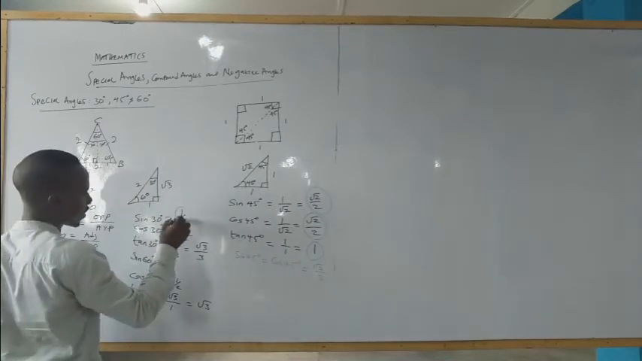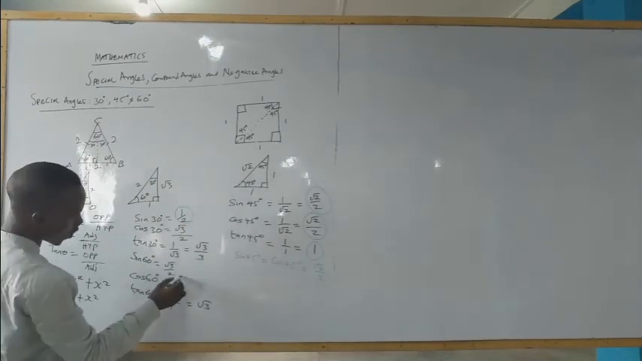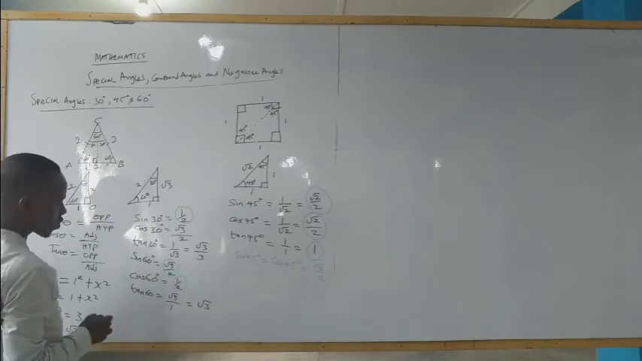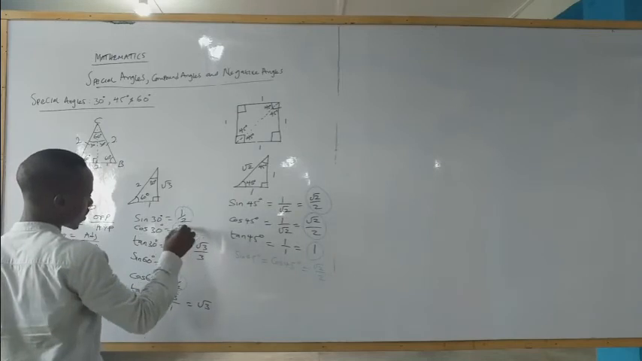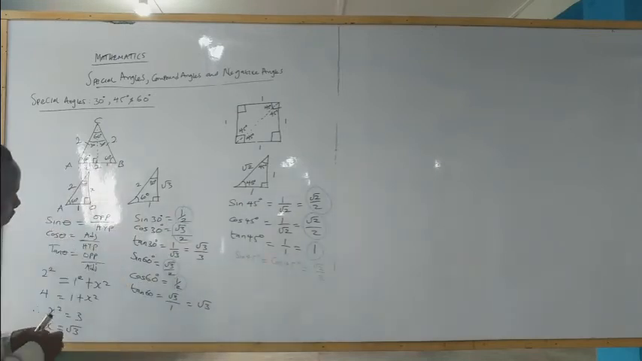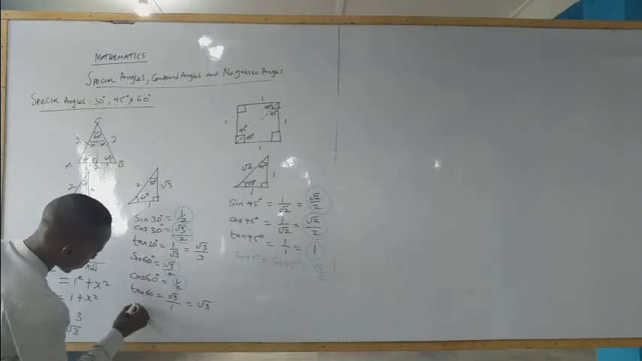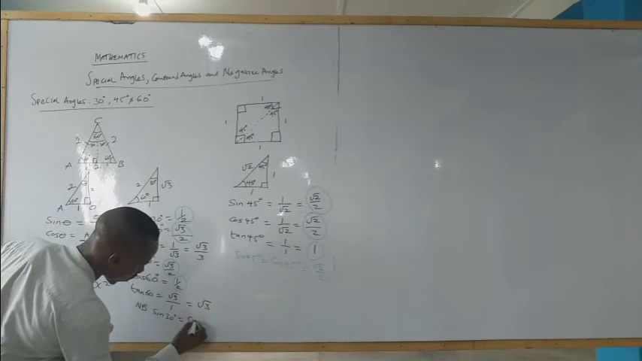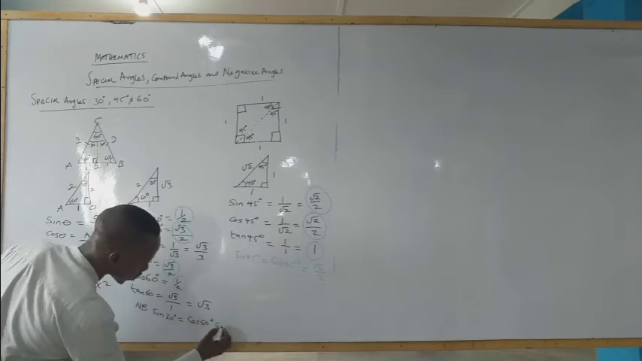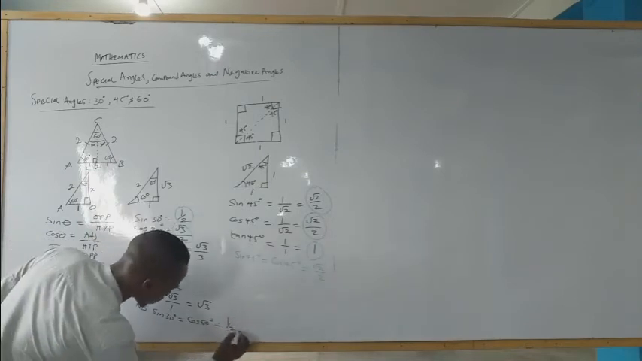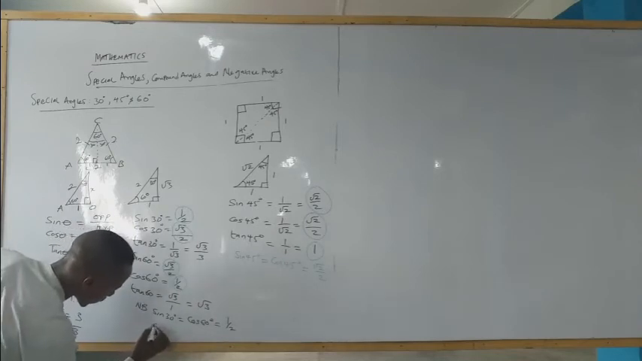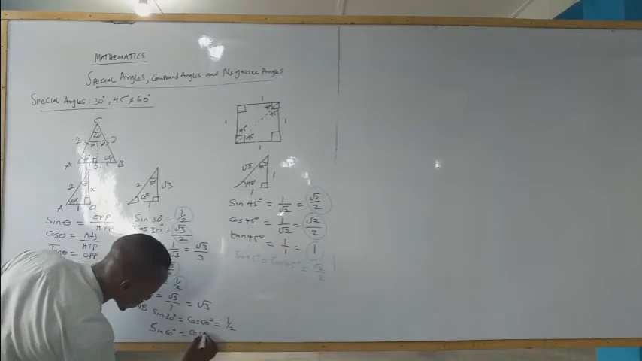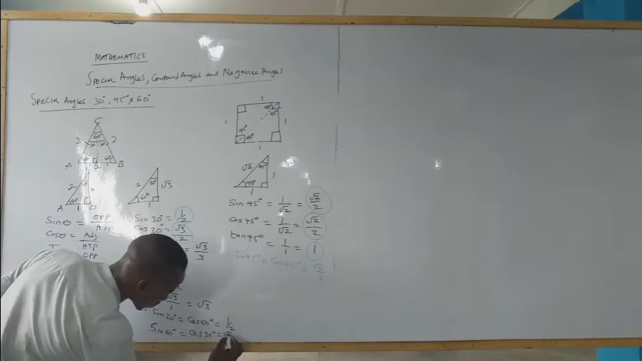Sine 30 is equal to what? Cos 60. And sine 60 is equal to what? Cos 30. Note, sine 30 equals what? Cos 60 degrees, which is equal to what? 1 over 2. And sine 60 is equal to what? Cos 30, which is equal to what? Root 3 over 2.